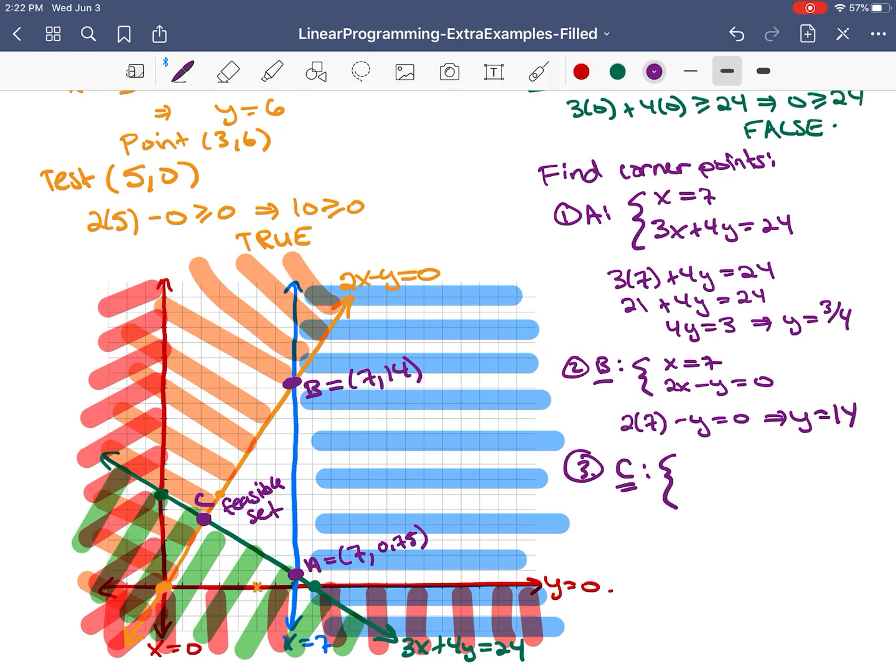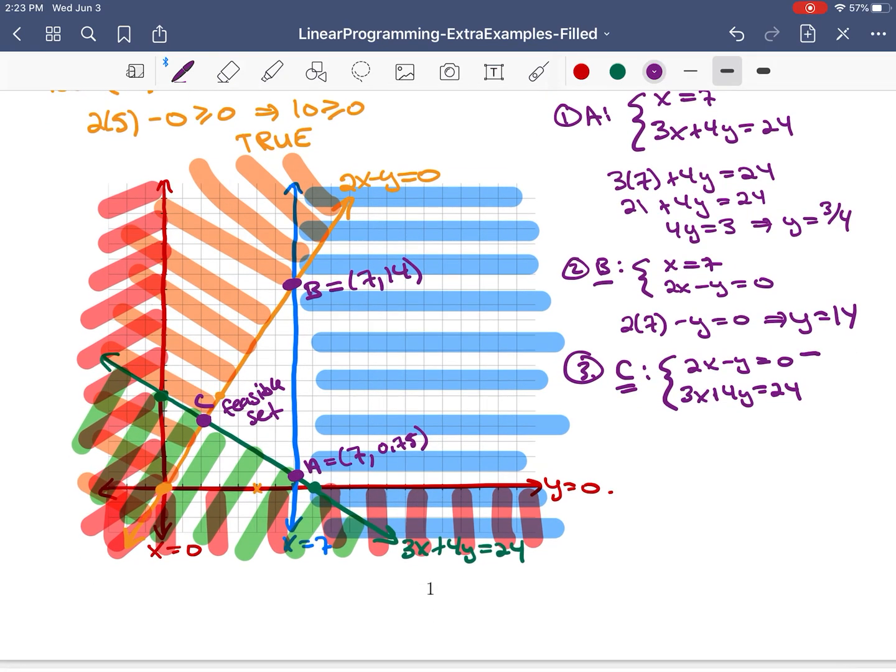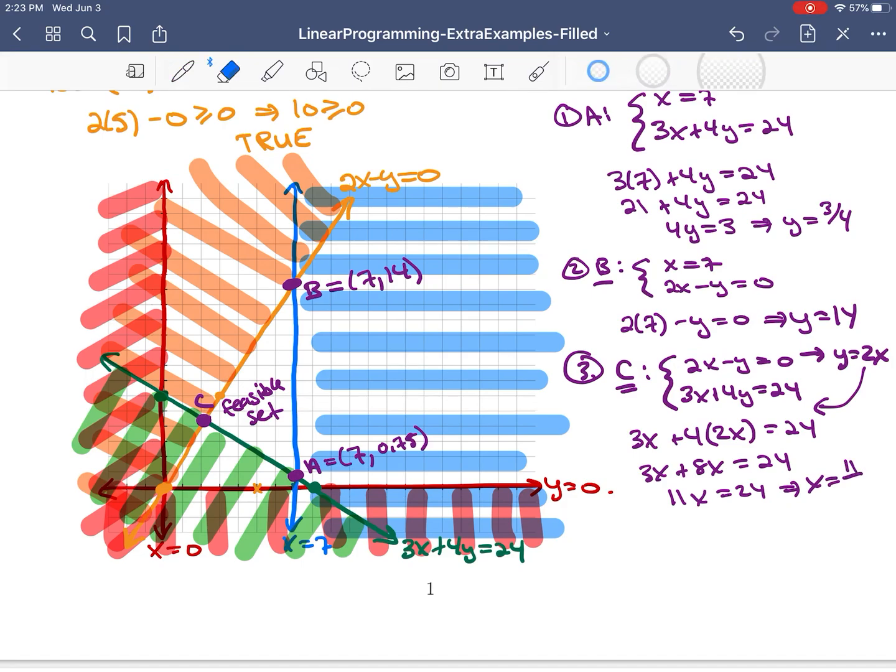Lastly we want to find C, and it is on the orange line and the green line. I'm going to take the first one. This means that y is 2 times x, and I'm going to plug that into the second one. So I have 3x plus 4 times 2x is equal to 24. That's 3x plus 8x is 24, which means 11x is 24, which means that x is 24 over 11. And the y value is going to be 2 times that, so it's 48 over 11.